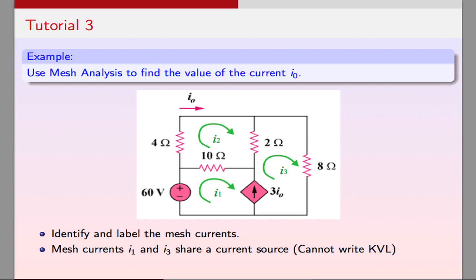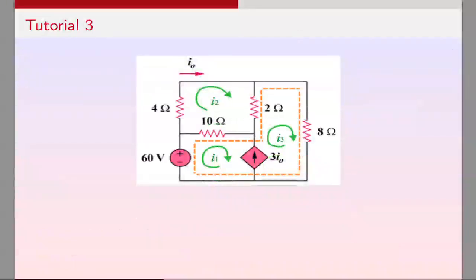Notice, however, that there is a current source between meshes 1 and 3, and therefore we cannot write a KVL equation through the current source. So here's where we need to use a super mesh. So let's join mesh 1 and 3 and create a big mesh, and here it is. Here's our super mesh. The next step is to write KVL equations for mesh 2 and the super mesh.